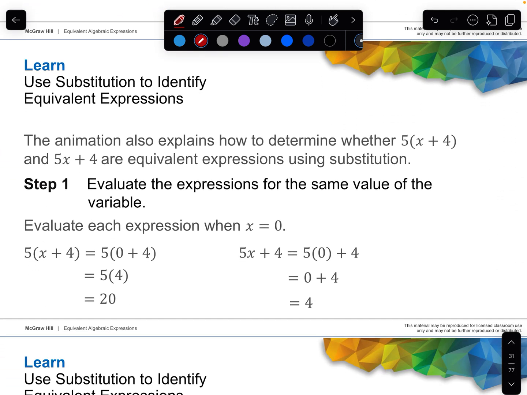Let's look at determining whether 5 times x plus 4 and 5x plus 4 are equivalent expressions using substitution. Again, this is on the bottom of page 318. We're going to solve this on two sides. Let's see, 5 times x plus 4. When I substitute the value of x equals 0, I get 5 times 0 plus 4. That's 5 times 4, which is 20. On the right side, I have my second expression. 5x plus 4 is 5 times 0 plus 4, which gives me 0 plus 4, 4. And as you can see, these two are not equivalent.